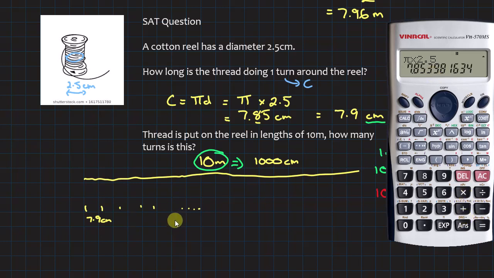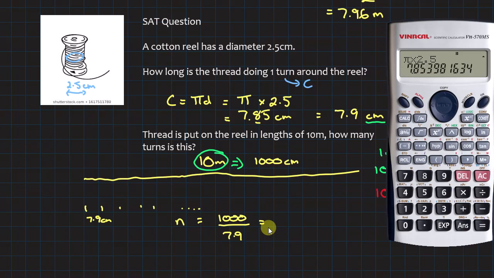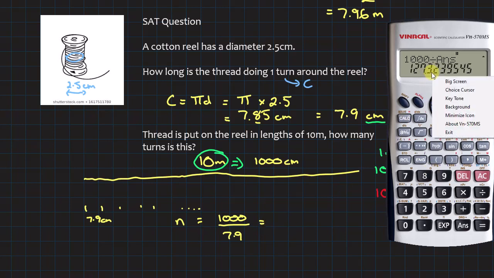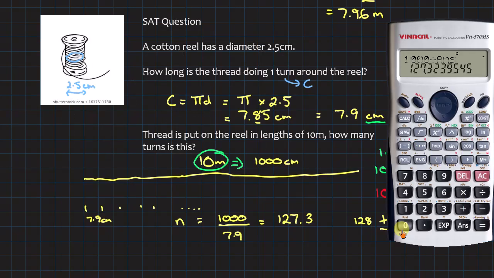So the number of turns is 1,000 centimetres divided by the circumference. And if I do that on a calculator, 1,000 divided by my answer, it gives me 127.3. So I'd probably say there's 128 turns needed to make sure I have 10 metres. If I went the other way, I'd possibly be giving slightly less than 10 metres.